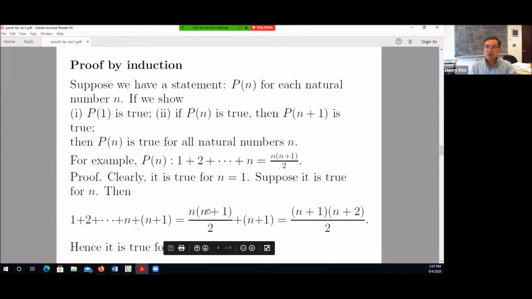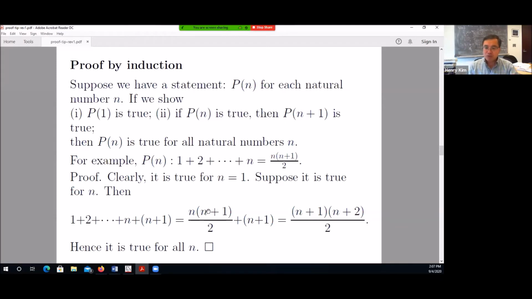The proof by induction is as follows. Suppose you have this statement P(n) for each natural number. You show two things. First, P(1) is true, and second, if P(n) is true, then P(n+1) is true. Then P(n) is true for all natural numbers.